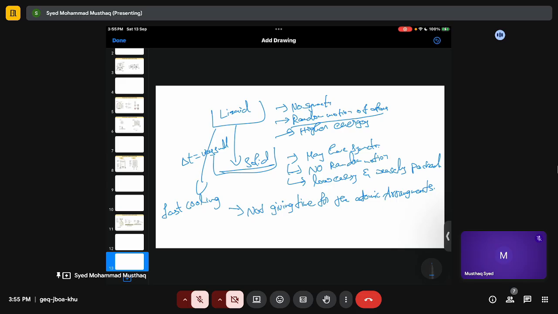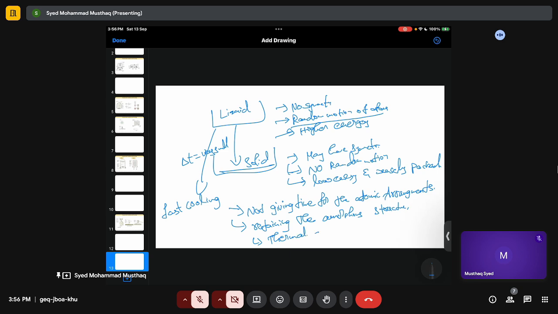So you are not giving time at all for the atomic arrangements. Right? There is no rearrangement at all. Then what happens? That means you are retaining them in, and because my liquid is in amorphous state, whenever I cool it very fast, what I am doing is thermal arrest.